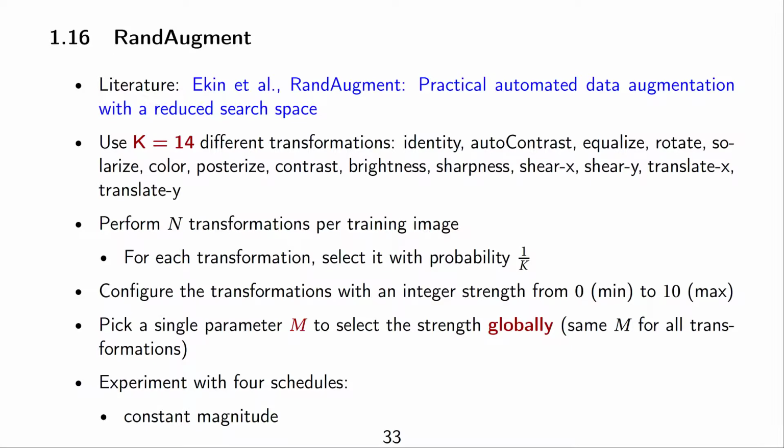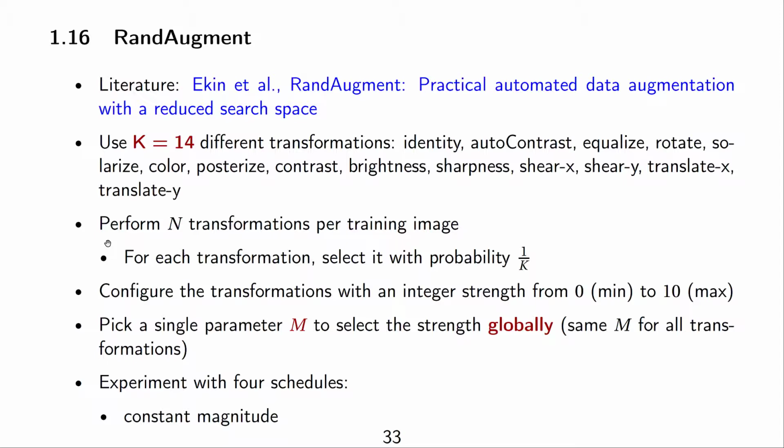However, as this paper argues, RandAugment, a lot of this fancy search might be in vain. RandAugment, also called practical automated data augmentation with a reduced search space, says, let's find something that is super simple, very practical, but still works. What they do is they use k = 14 different transformations. Identity, auto-contrast, equalize, translate X, and so on and so forth.